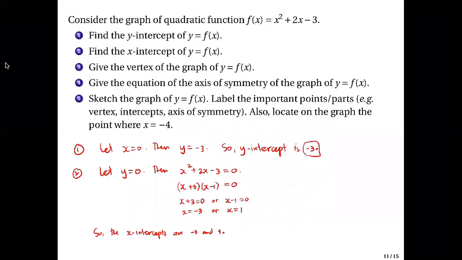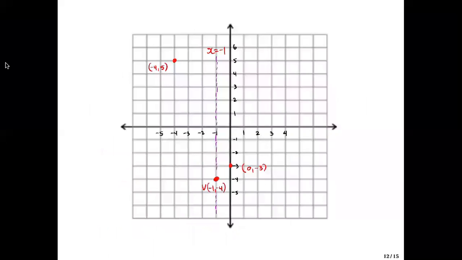And then when y equals 0, x equals negative 3 and positive 1. So we have the point negative 3, comma 0, and 1, comma 0. So negative 3, comma 0, it's this point here. And then 1, comma 0, it's this point. So for here, we have 1, comma 0. And for here, we have negative 3, comma 0. Okay?